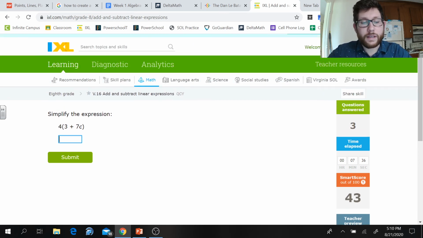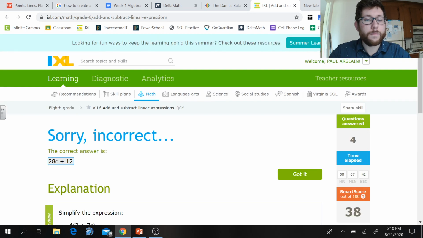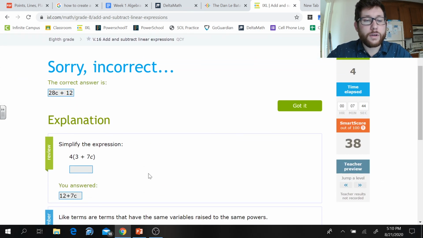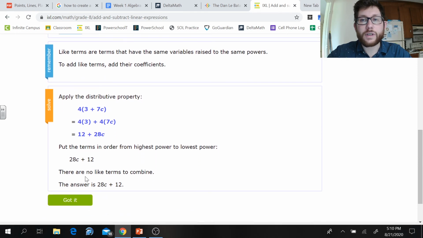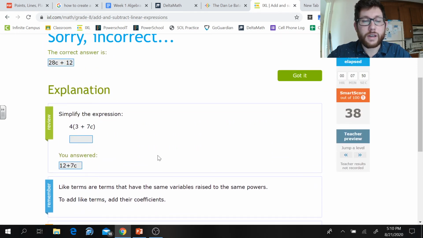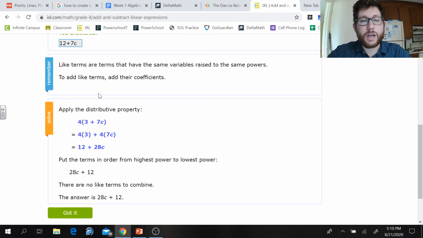Also remember one last thing. Let's look at this one. Let's say we get this one wrong. Say we say this is 12 plus 7c. We forget to distribute that 4. Notice that they actually will give you an example of how to do the problem that you missed. Sometimes when you miss one, people just go straight to got it. Well, take some time if you're getting stuck, especially since you don't have a teacher in the room to help you, and read, or at least look at the example that they show you of how to solve this correctly.